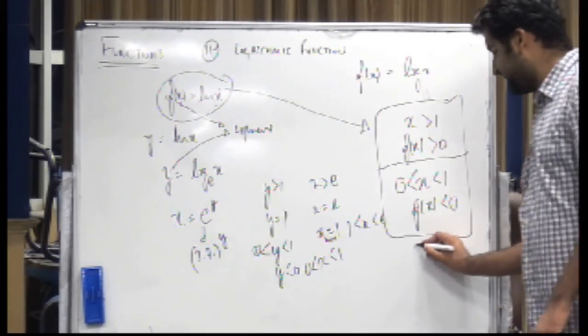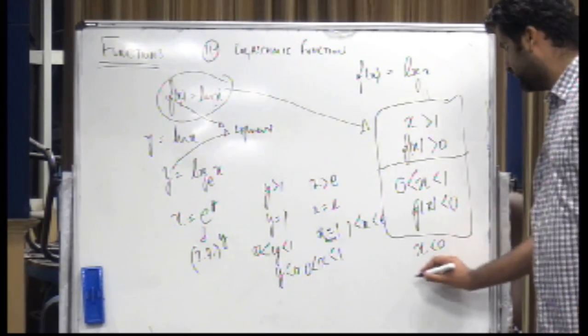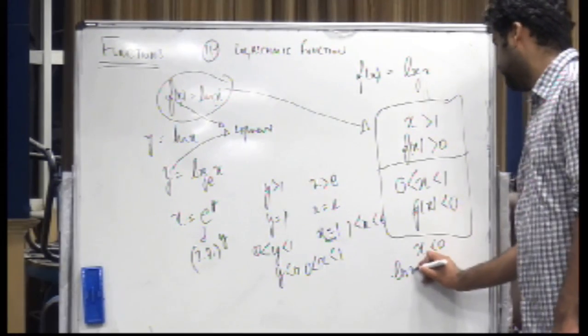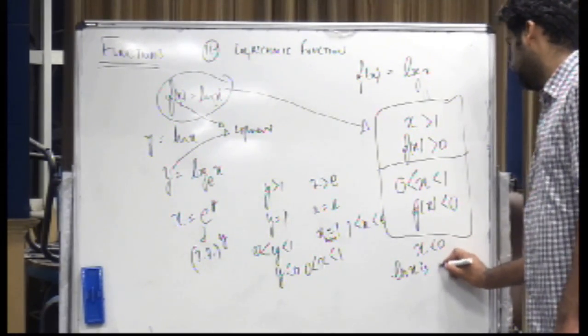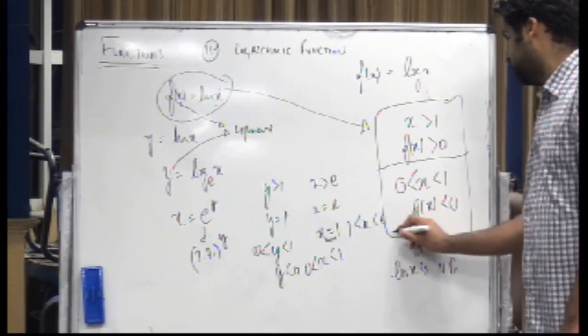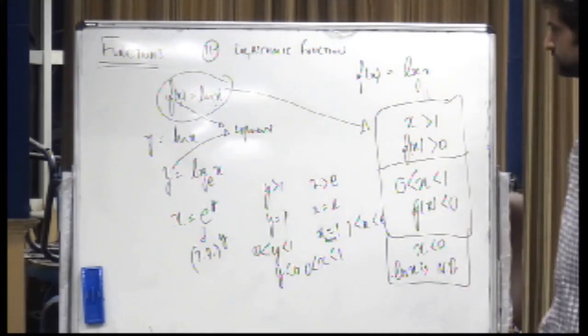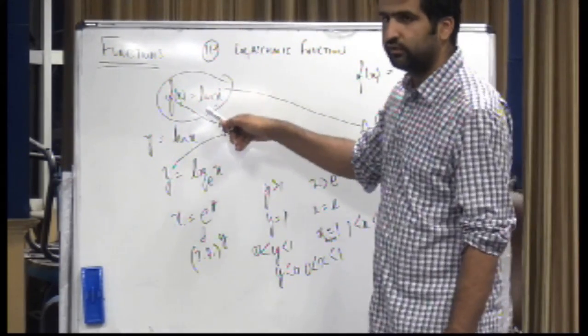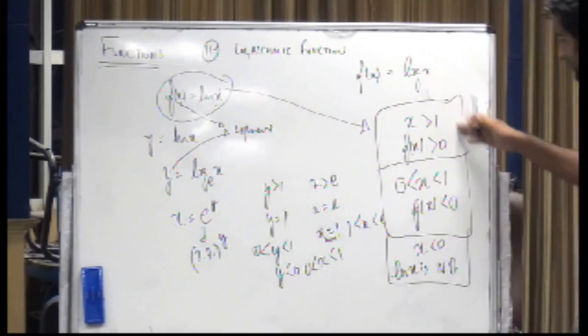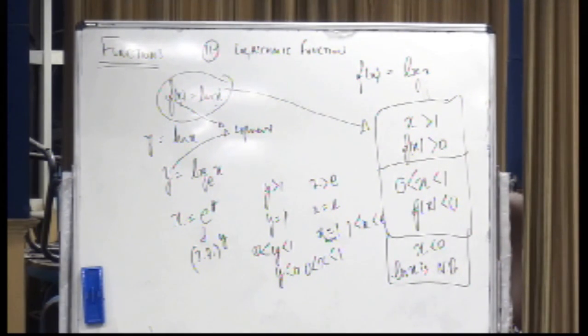What about x less than 0? In that case, ln x is not defined, since we have learned that log x is only defined when x is a positive number. Okay, so these are the three different areas where we need to check the values.